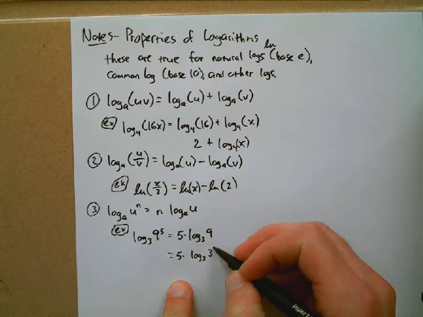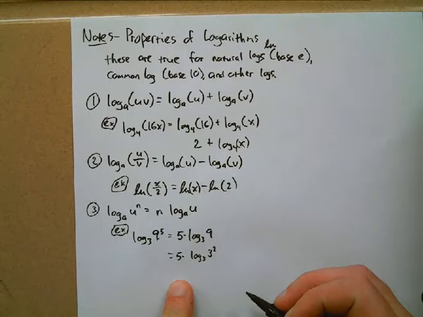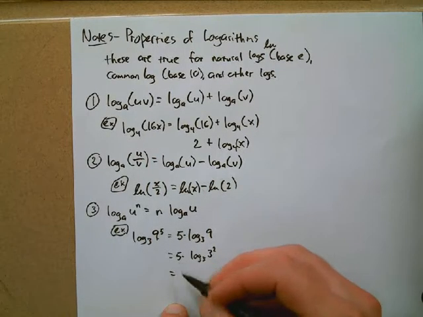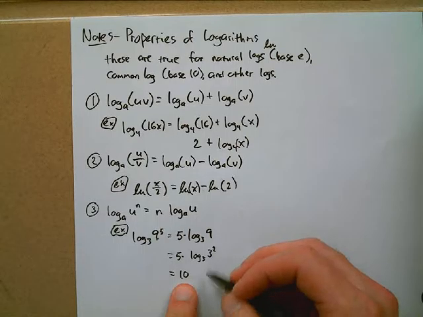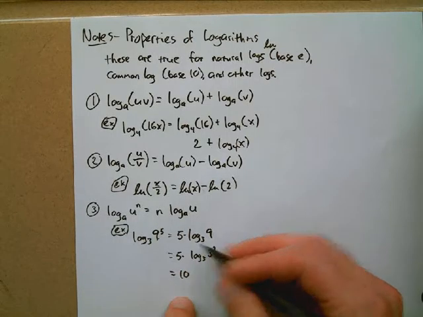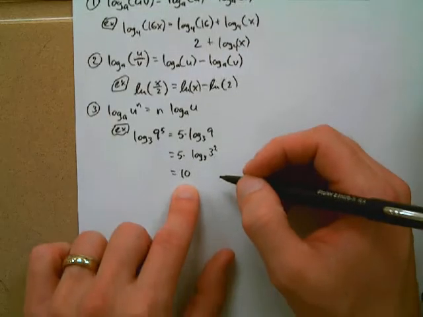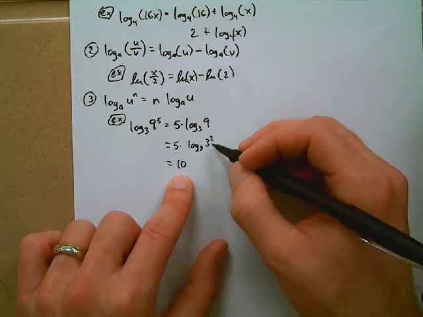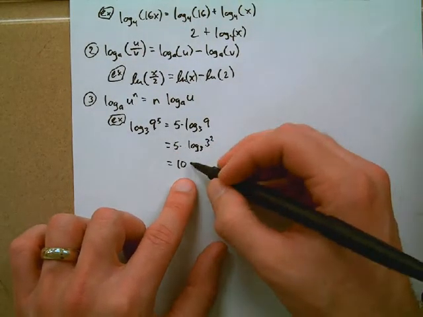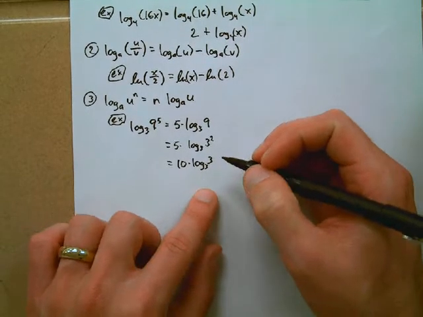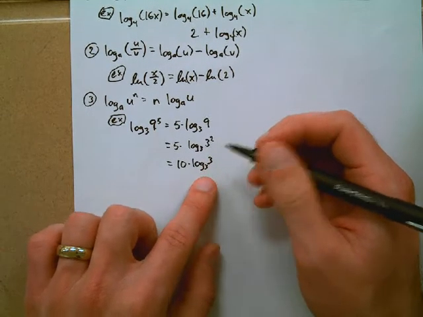Which means this 2 I can also pull out front. It's already with the 5, so it'll become 10: the exponent going out front times the 5 to make 10, times log base 3 of 3. Well, 3 to what power gives us 3? It's 1. And so this is just going to equal 10 times 1, or just 10.